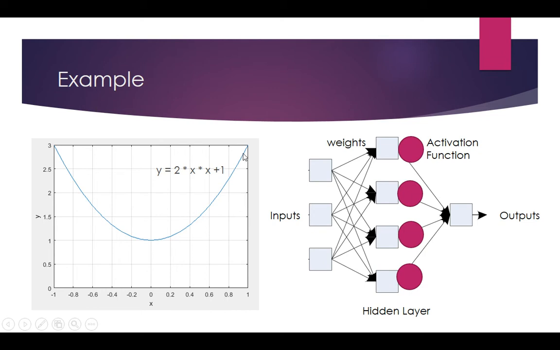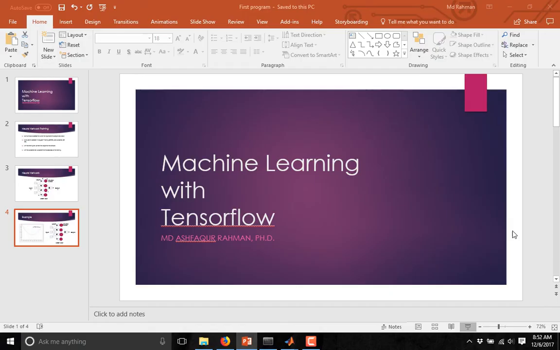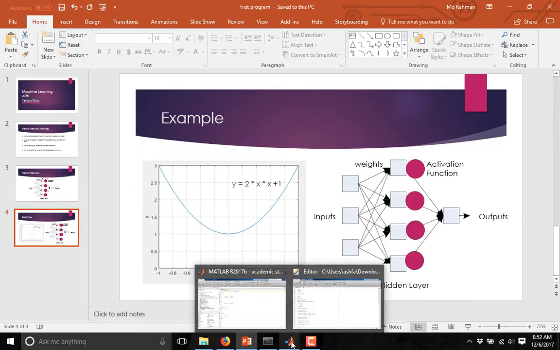So how can we achieve a nonlinear curve using a linear network? We cannot unless we use this nonlinear activation function. These activation functions create the nonlinearity in the relation between x and y. So how does the training process work? Let's have a look at an example.